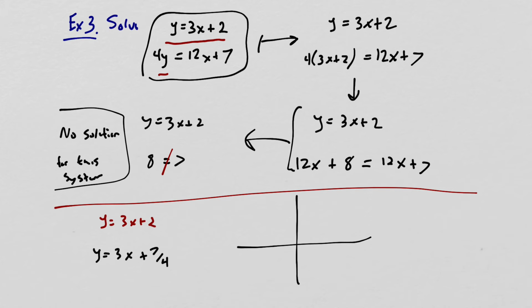And we're going to let our red line be equation number 1, so we have 3x plus 2. And we'll let our black line be equation number 2. So this is 3x plus 7 divided by 4. And both of these have the same slope, so therefore these are parallel lines and they never intersect. So this is an example of an inconsistent system. And again, it has no solution.